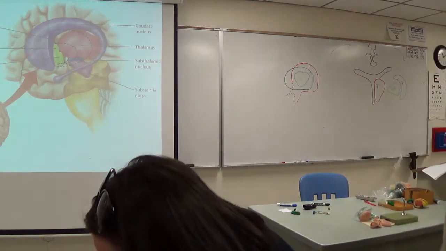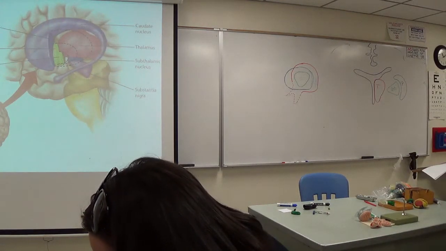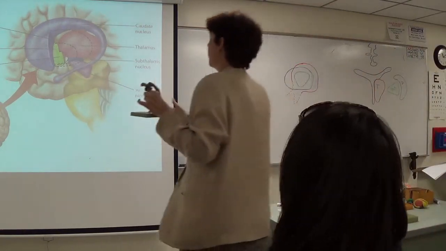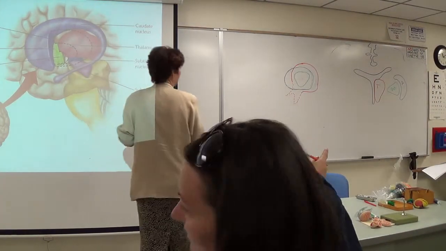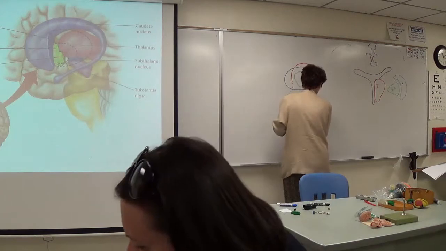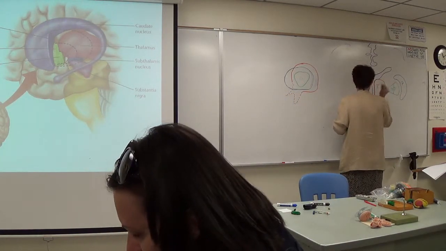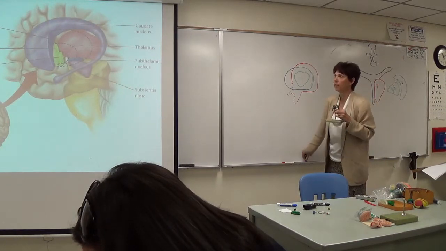Yes? You have it listed the globus pallidus. Is that just two parts? There's an internal and an external. So the globus pallidus has actually... Oh, okay. That's why I'm getting confused. Seeing three structures like that. Okay.